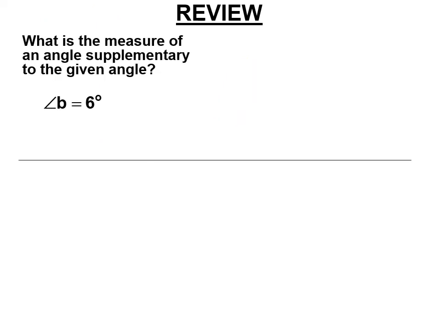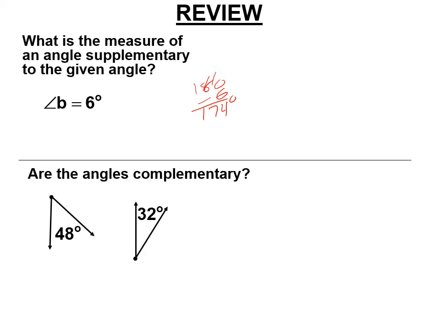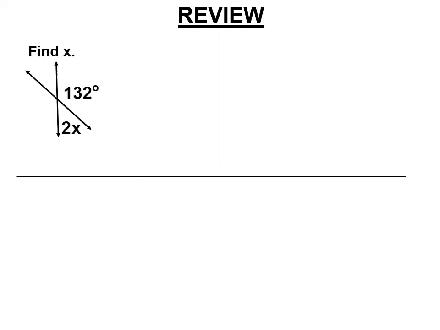What is the measure of an angle supplementary to the given angle? All you have to do is subtract it from 180, and it's 174 degrees. And they do not have to be next to each other to be supplementary. Are the angles complementary? Does a 48 angle plus a 32 add up to 90? Did I say supplementary? Are the angles complementary? No, they have to add up to 90 to be complementary.